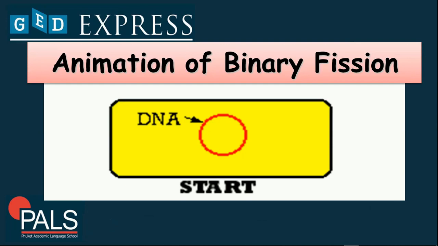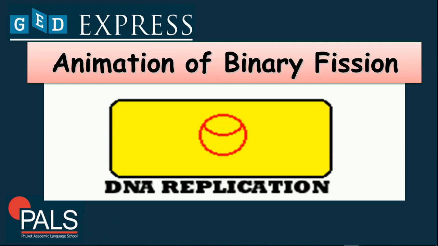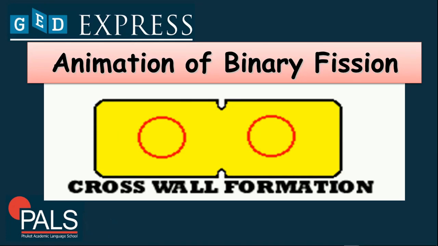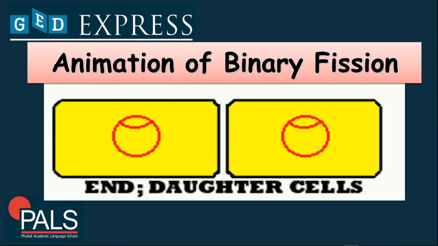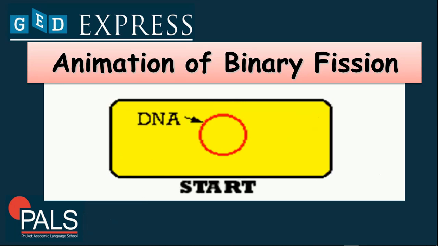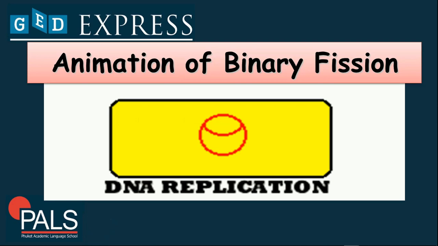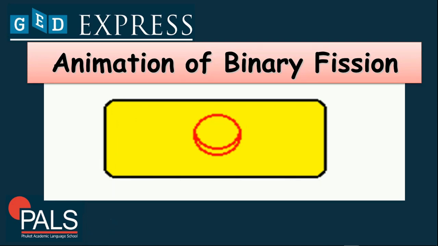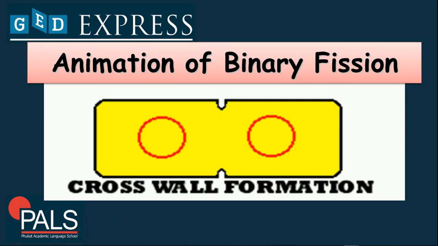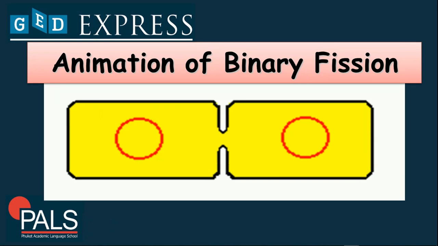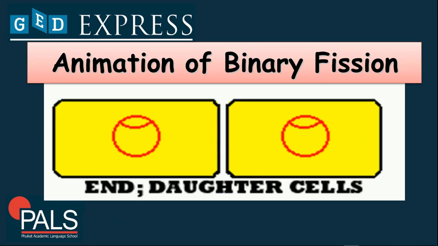Now, this is an animation of binary fission. So we have there DNA replication and cross-wall formation. They separate from each other, and then eventually, slowly, there will be two daughter cells which are identical to the parent cell. Again, for example, we have here this cell. The DNA is inside the nucleus of the cell, and then the DNA strands separate, and then cross-wall formation, and then it will separate to form daughter cells.